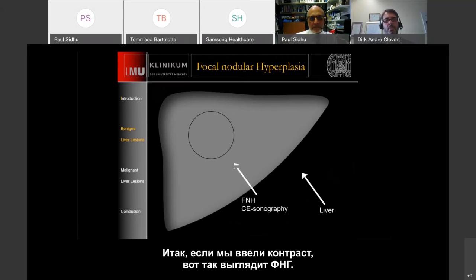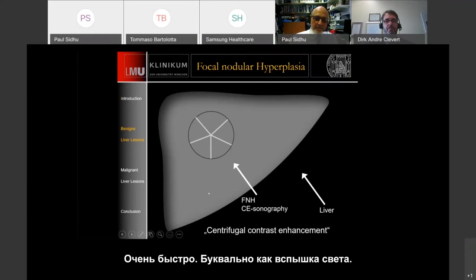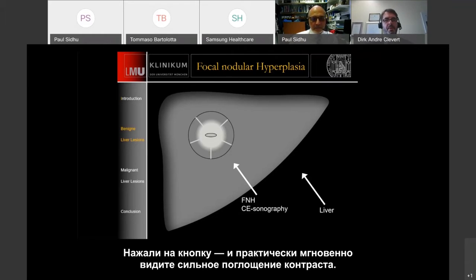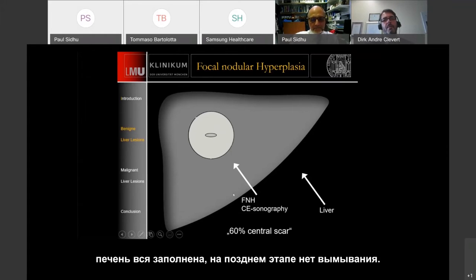So if we inject contrast, there's the FNH, sometimes difficult to see in the grayscale. A strong uptake from the center to the periphery in this direction. Very fast. It's like a flashlight. You push a button and you see immediately the strong uptake. There's a central scar. And now you also see at the end the complete filling of the liver, no washout in the late phase.